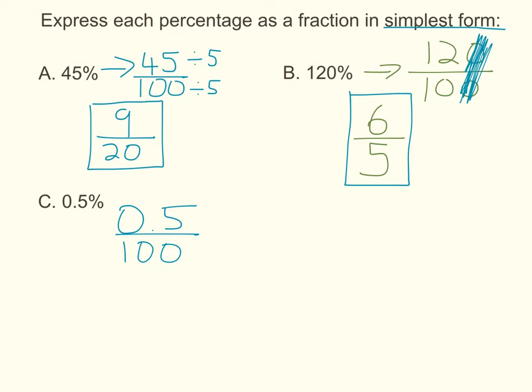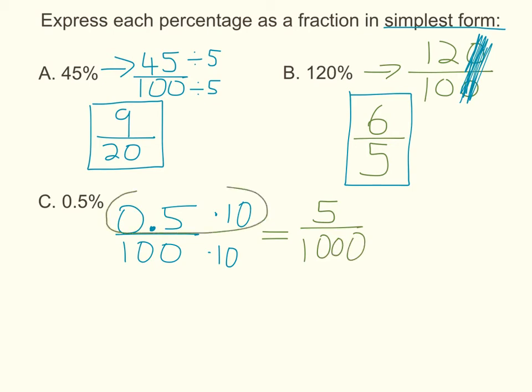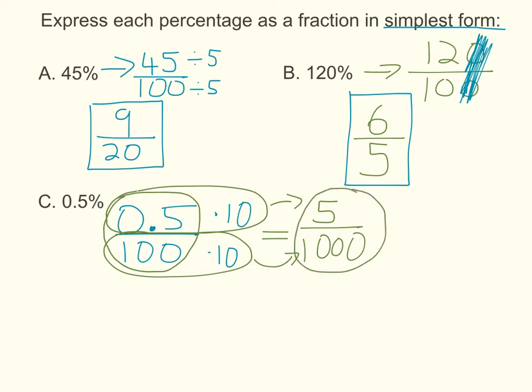In order to make it a whole number instead of 0.5, I can just multiply both of these by 10. That will give me 5 over 1,000, because 0.5 times 10 is 5, and 100 times 10 is 1,000. So 0.5 over 100 is exactly equal to 5 over 1,000.